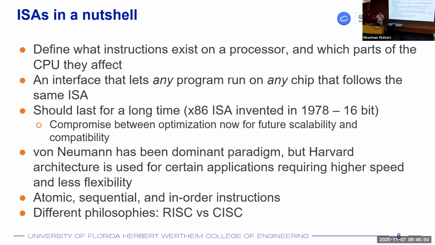Basically, they define an interface so that any program can run on any chip that follows the same ISA. x86 was invented in 1978, a long time ago. It was a 16-bit processor, however it has the same instruction set architecture as we have now. Obviously the processor has gotten bigger, but a lot of those core instructions can still be run now. So one of the design factors to consider is how long this instruction set architecture can be used. You basically want future compatibility over trying to optimize how fast things go.